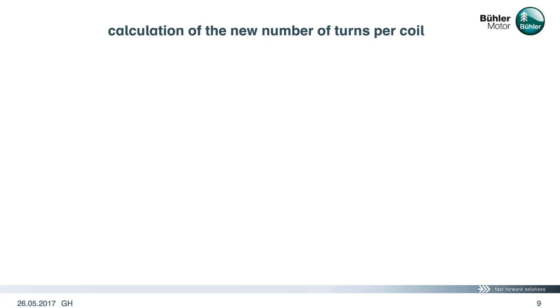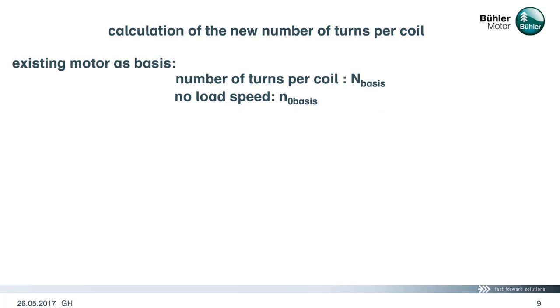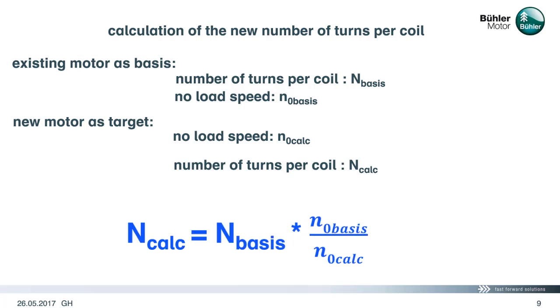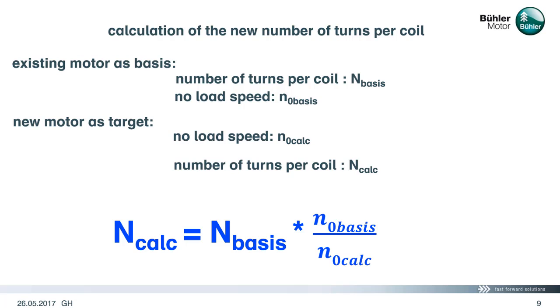Now the number of turns per coil for the target motor can be calculated. Basis is the existing motor with its number of turns N sub basis and its no-load speed N0 basis. For the new motor, we know the no-load speed N0 calculated, and we want to know the number of turns per coil N sub calculated. As there is a reverse proportional relationship between the no-load speed and the number of turns per coil, the calculation looks as follows. The number of turns for our calculated motor N sub calc is the number of turns of our basis motor N sub basis multiplied by the no-load speed of our basis motor N sub 0 basis divided by N sub 0 calculated.